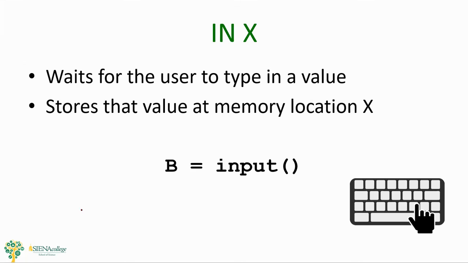In is the equivalent of the input. It waits for the user to type a value at the keyboard. It takes the value that the user types and puts it at the memory location specified. So if we had in 101, where 101 is B, it would be the equivalent of B is equal to input.